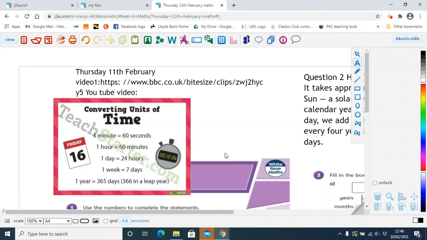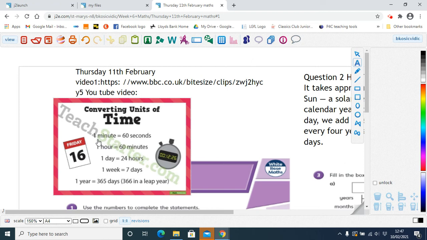Good morning, Year 5. In today's lesson on Thursday, 11th of February, we're going to learn how to convert units of time. Before you start your work, please pay attention to this conversion chart that you can see over here and just take some time to study it carefully.